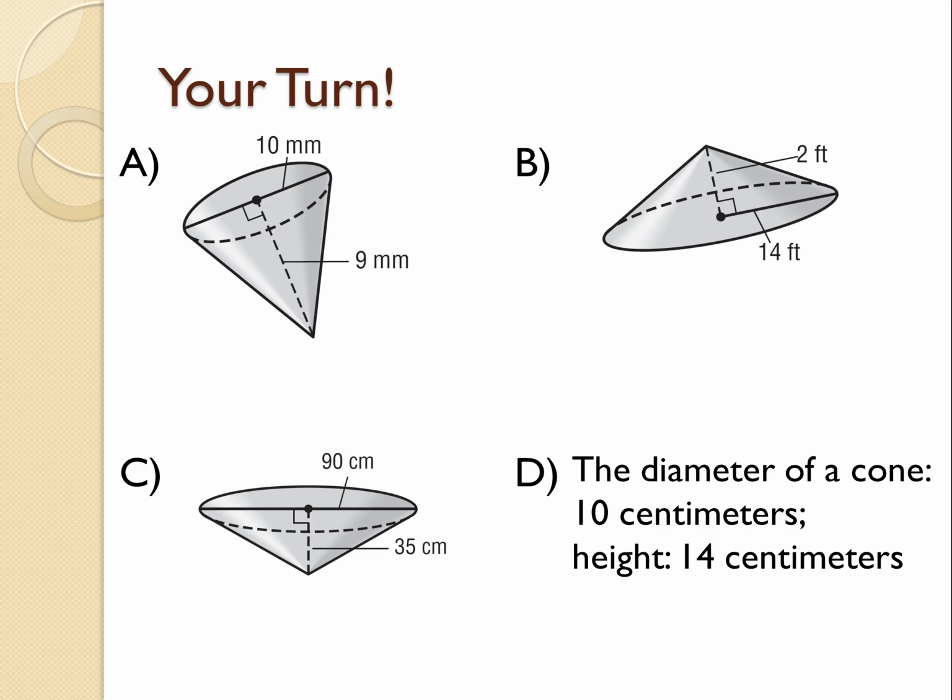All right, it's your turn. So I've got 4 problems on this slide and 2 problems on the next. I think the biggest piece to remember is that if you're given the diameter, divide it by 2 to find the radius prior to finding the volume for all of these cones. So go ahead and pause the video.